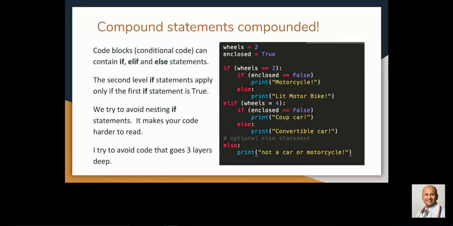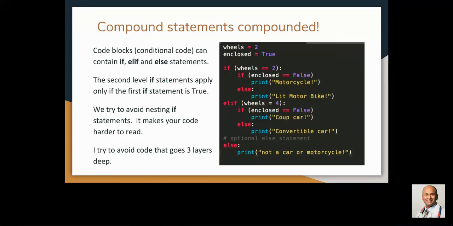In this example, we're going to test 4 conditions. We're going to check if it's a motorcycle, a car that's a convertible, a car that's a coupe, or a standard car or motorcycle. So in this case, if the wheels are 2, it's obviously a motorcycle. If it's enclosed, we print a motorcycle.